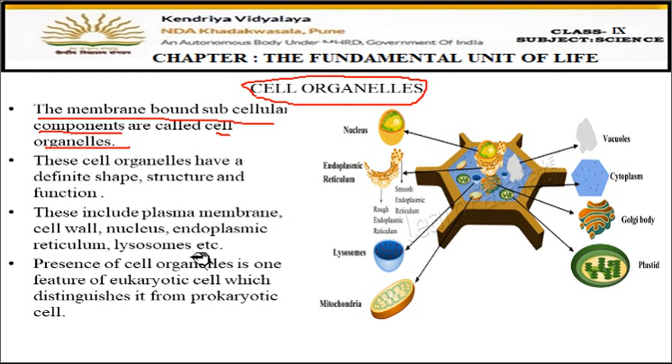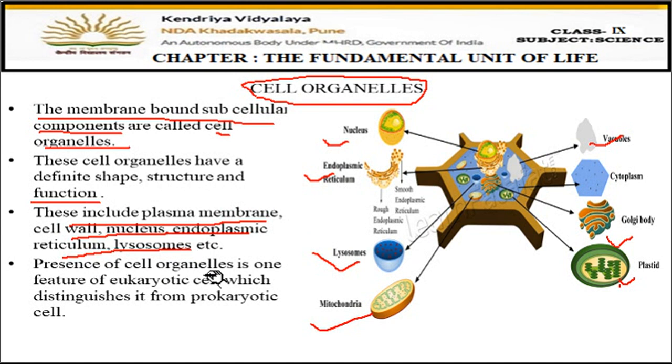These cell organelles have a definite shape. All of them you can see here: plastids, Golgi body, vacuoles, then nucleus, endoplasmic reticulum, lysosomes, mitochondria. They all are cell organelles, and they all have their definite shape, structure, and they all have their function also. Now, these include plasma membrane. Plasma membrane is also a cell organelle, cell wall, nucleus, ER, lysosomes. They all are cell organelles because they are present inside the cell.